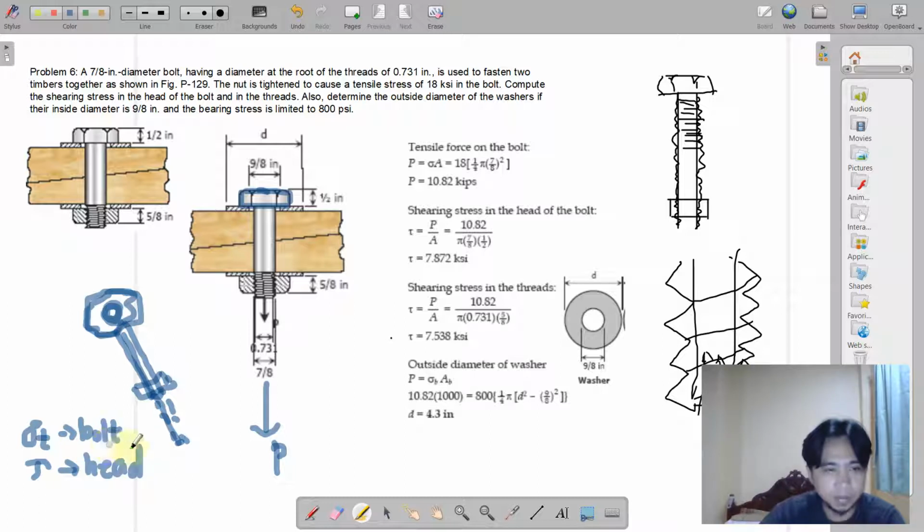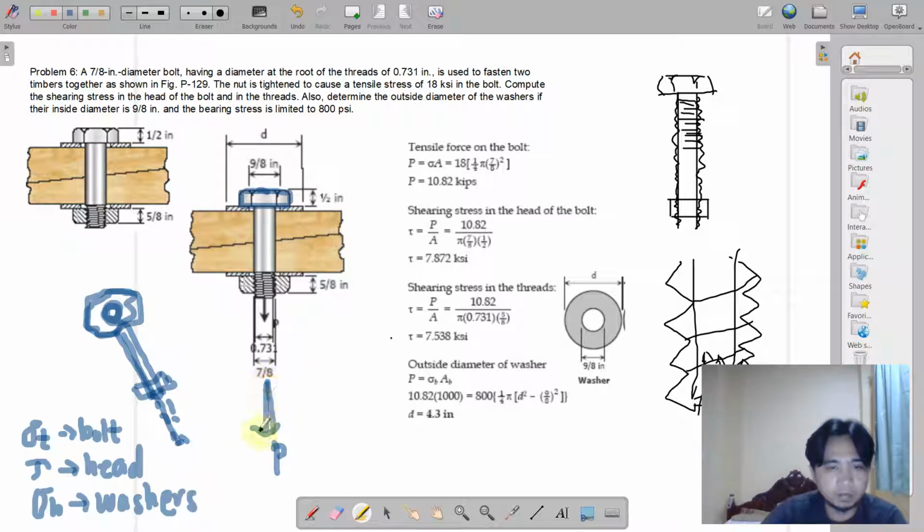So what else? Since we have a contact between the head of the bolt, the nut of the bolt, and the washer, therefore there will be a bearing stress in washers. Okay, what else?